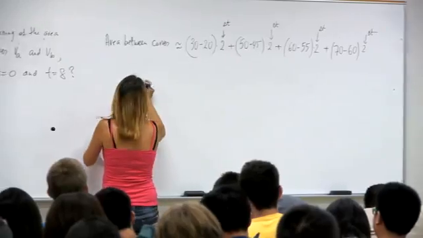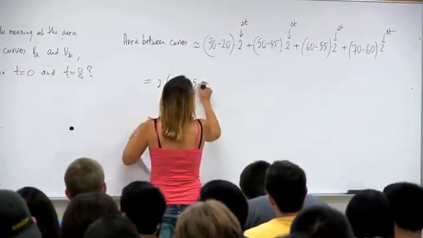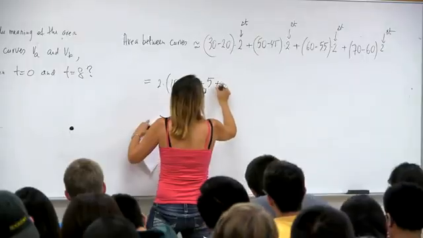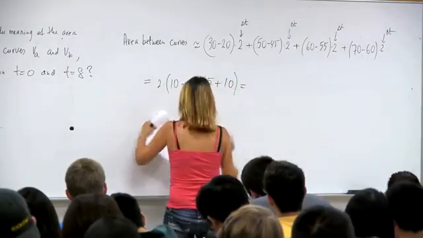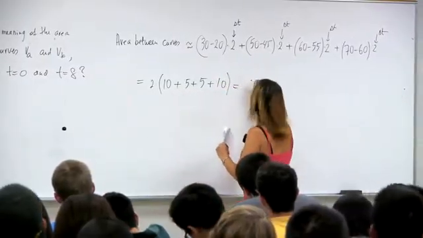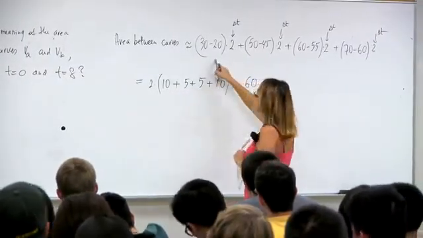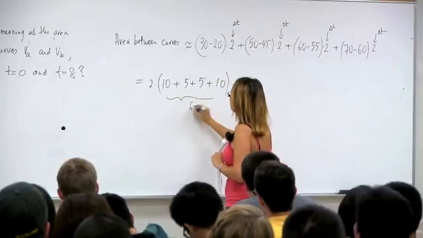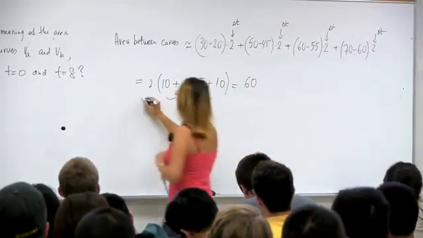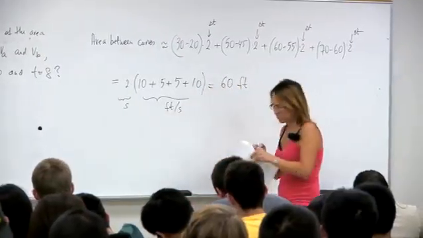Simplify this. So I have 2 times 10 plus 5 plus 5 plus 10. What's that equal to? 30 times 2, 60. And the dimensionality here is feet per second. So this is feet per second, and this is second. So 60 feet.